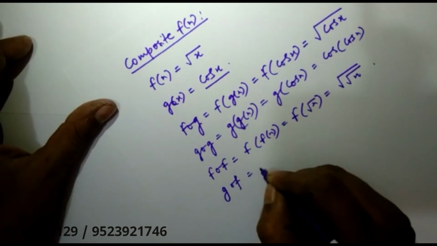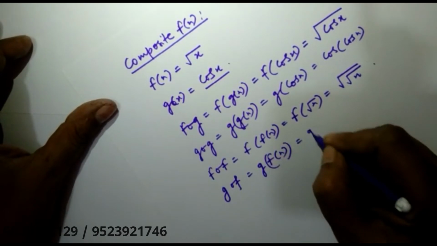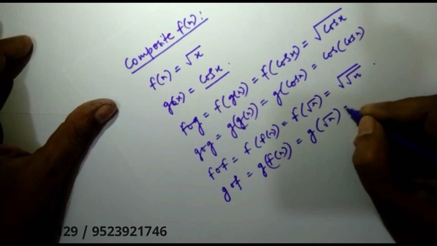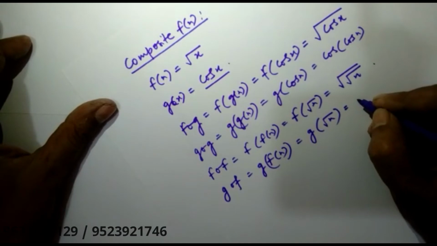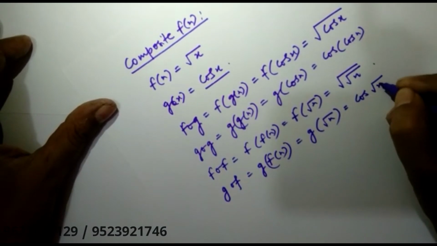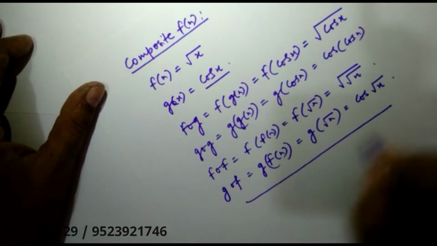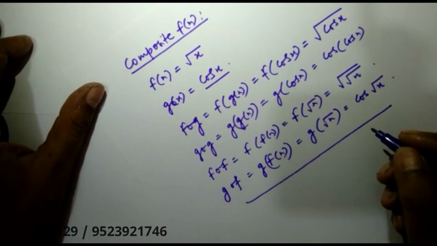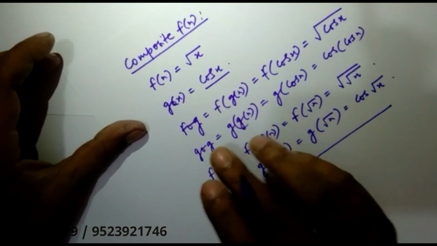If you have to find g of f, that means g of f(x). First find f(x), that is root under x, and again find g(x), g of root x, that means this is cos root under x. In this way, we can find the composite function between any two functions. You can also find the composite relation between multiple functions.